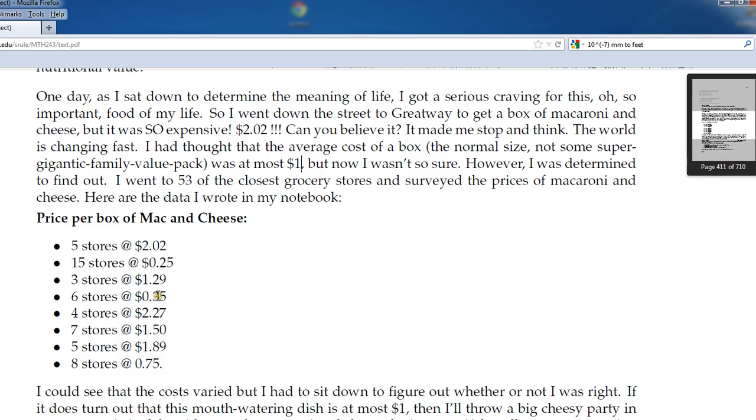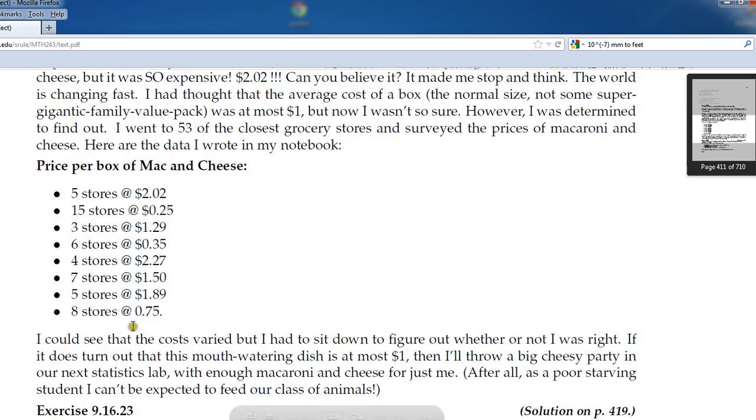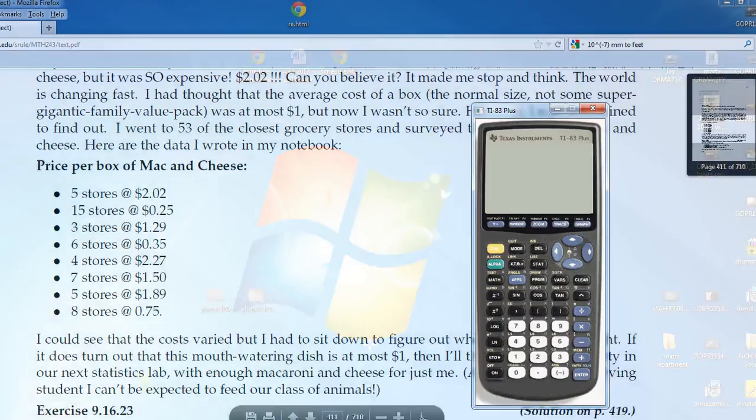Now, just scanning through them, 35 cents, 25 cents, 75 cents. We got 8, 6, and 15. That's quite a few. I mean, that's roughly half of them. Over half of the stores are below $1. Then you've got these very large stores that are above $1. So let's collect this data in a meaningful way.